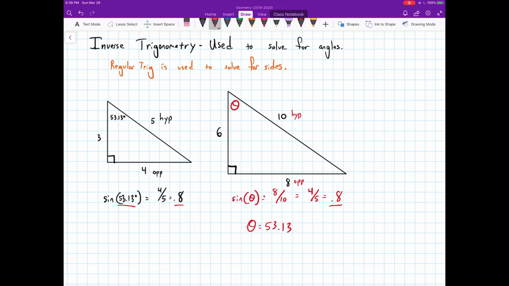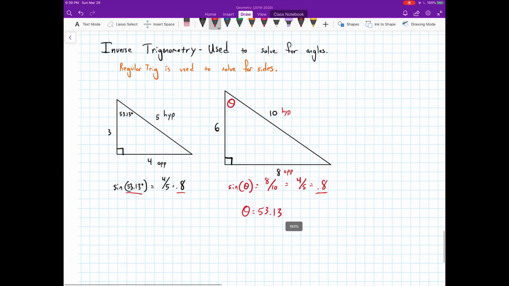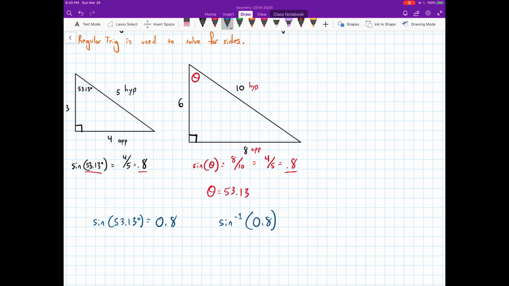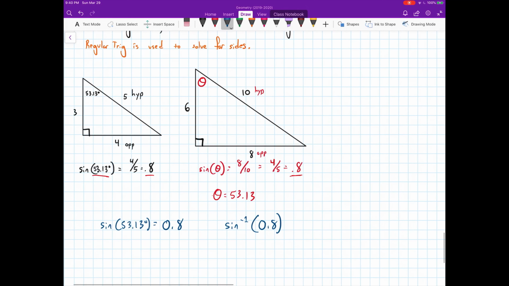Of course, it doesn't work exactly like this. It's a little bit easier, and that's the idea we'll get to here. For the first introduction, if sine of 53.13 degrees is equal to 0.8, then the inverse sine, which we write like that, of 0.8, you put the original ratio into the inverse, and you get out the angle.